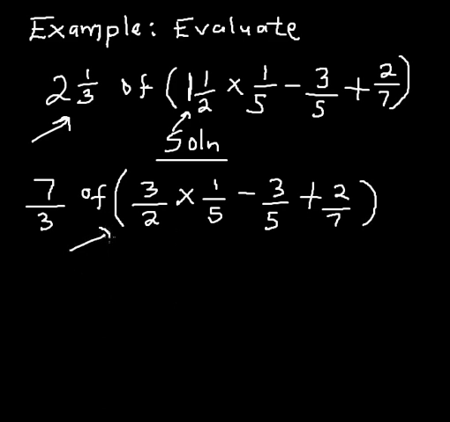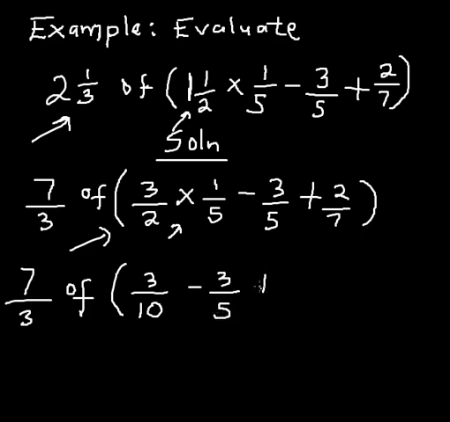We'll start with the bracket according to Bodmas. Inside the brackets there is multiplication, there is minus, and there is plus. I'm going to do multiplication first. So this is going to be 7 all over 3 of bracket open 3 all over 2 times 1 all over 5. Let me do that. 3 times 1 is 3, and 2 times 5 is 10. Then minus 3 all over 5, then plus 2 all over 7.